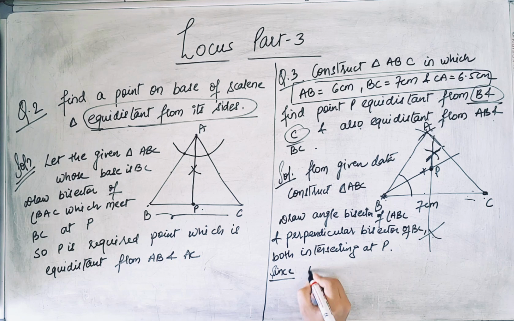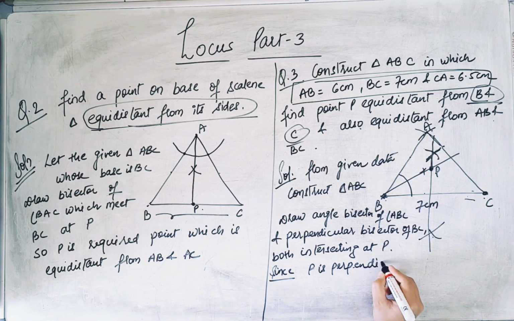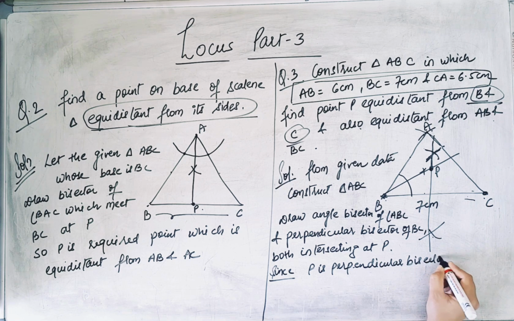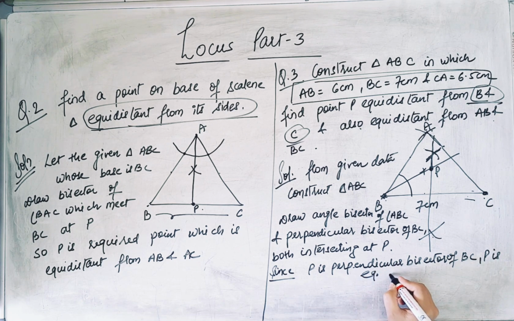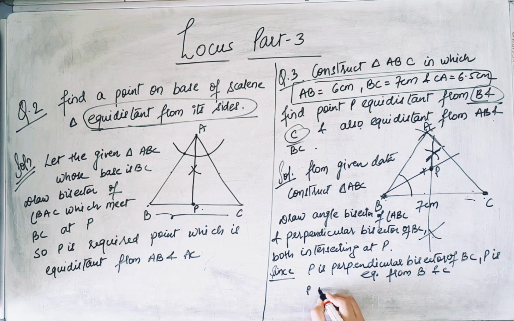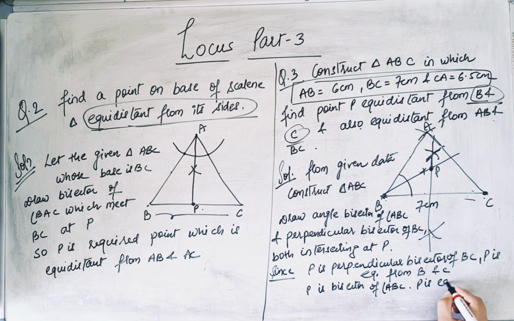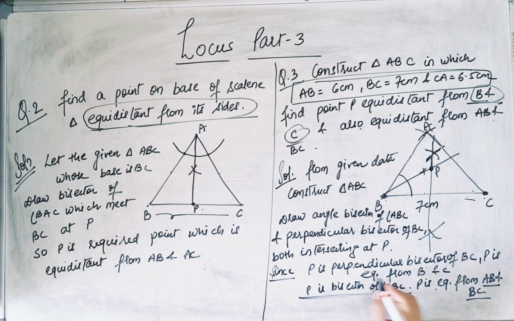So we'll write here, since P is on the perpendicular bisector of BC, therefore P is equidistant from B and C. Since P is the bisector of angle ABC, P is equidistant from AB and BC. When it is the bisector of angle ABC, it is equidistant from the sides, and when it is the perpendicular bisector of the base, it is equidistant from those 2 points.